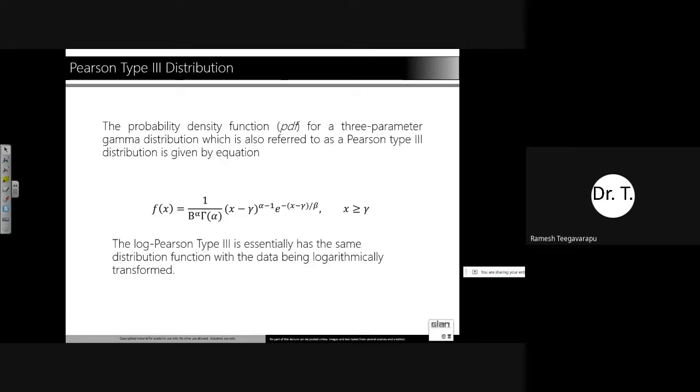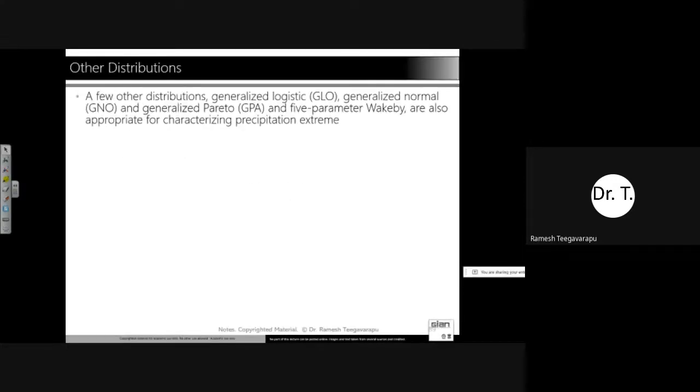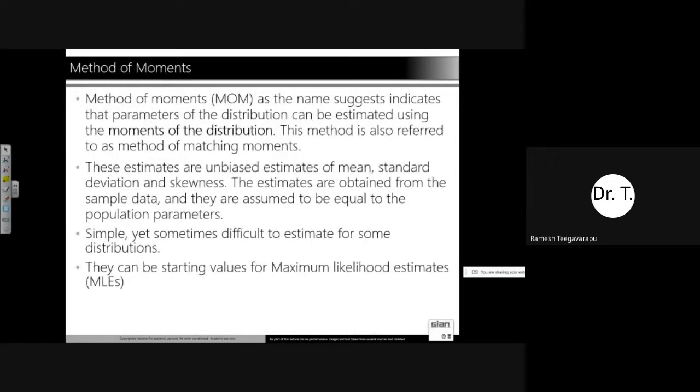Pearson 3 with the 3 parameters. This is also common for many discharge values. We use them for fitting the distributions. And there are, of course, other distributions which commonly appear in statistical literature, logistic and normal, and then Pareto distributions, depending upon what type of parameters you're using. Some of them were used for characterizing precipitation extremes.